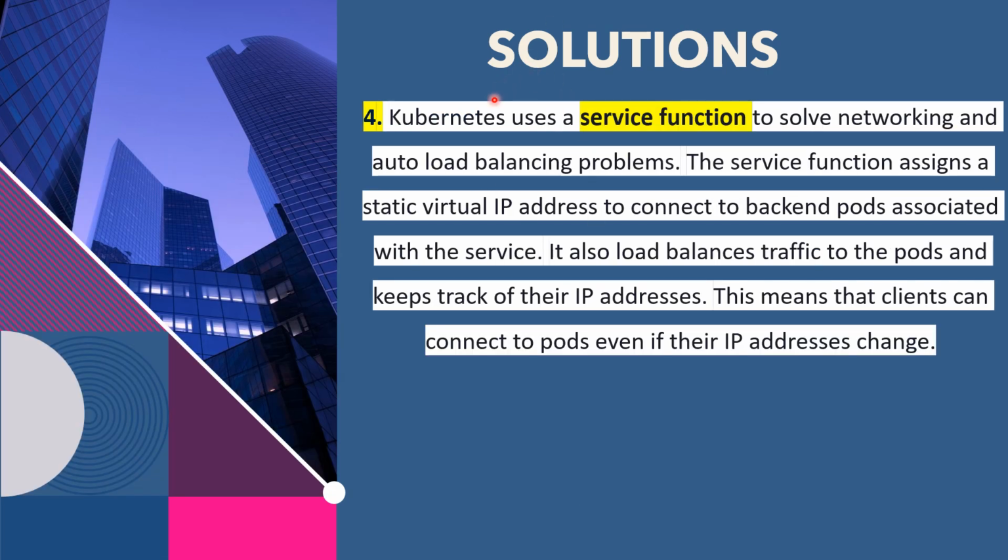Looking at the last problem, enterprise application support, here in Kubernetes we use the service function to solve networking and load balancing problems, because if a pod is recreated for any reason, the IP changes for that pod. Now that pod will not be accessible with the old IP. So how to route the traffic to this particular pod is going to be difficult. To manage all these problems, the networking problem and the load balancing problem, the service function in Kubernetes comes into play, and this solves the whole thing. It also balances the traffic to the pods and keeps track of their IP addresses. This means the client can connect to the pod even if its IP address changes.